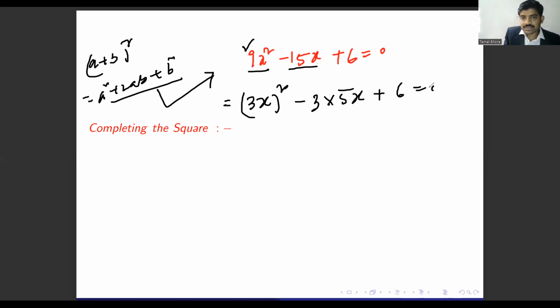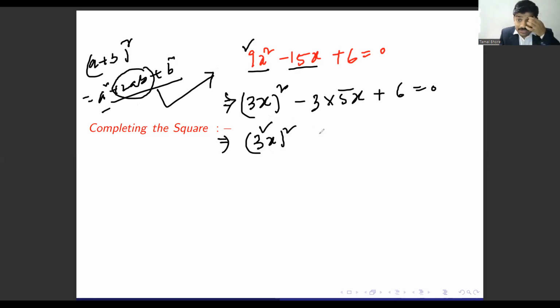Right. Now, suppose this 3x square is the a square. Now, what do you need? 2ab. Now, this is the a value, 3x. So 3x is the a value. And suppose this 5 is the b value. Then you need a 2, na? You need it because of the 2ab. So I am adjusting a 2. As I am multiplying by 2, I have to adjust it. So I am dividing it by 5.